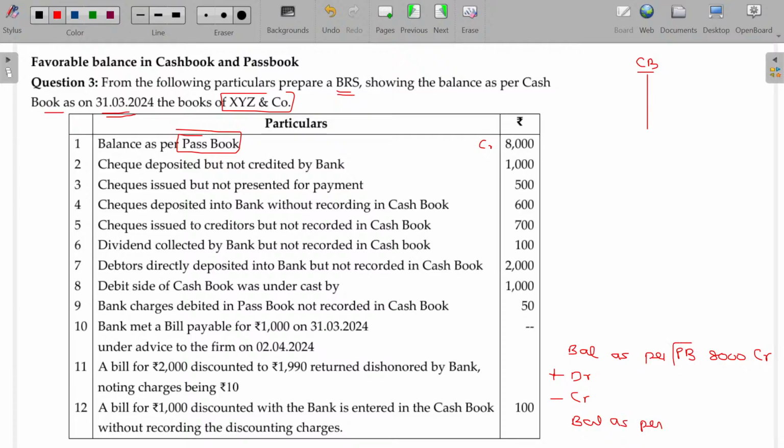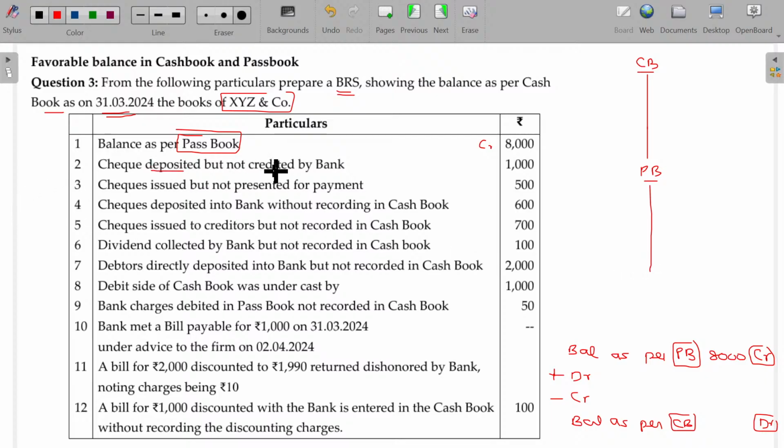We start with passbook means we end with cash book. If we start with credit balance means we end with debit balance. Now to find out what items are going to be added and what items are going to be subtracted, we need to use this rough work here, cash book as well as passbook. Now write one after one.